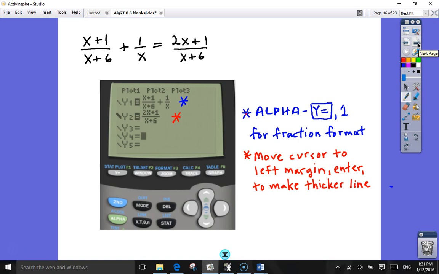by using this method. So again, hit y equals, so that you've got your y1 and your y2. And then I've got the left-hand side on the first line and the right-hand side on the second line. Now, if you want to enter as fractions, then you do this. Alpha, y equals 1, right? Alpha is right there. Y equals, and it's bringing up a little menu there. Hit 1, and it'll bring up the fraction format, so you can enter it as a fraction. No parentheses needed around the numerator and denominator, because it's already a fraction, right?